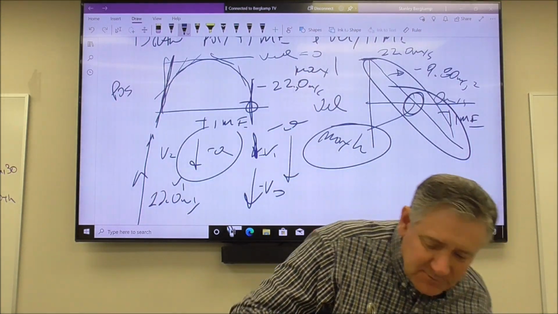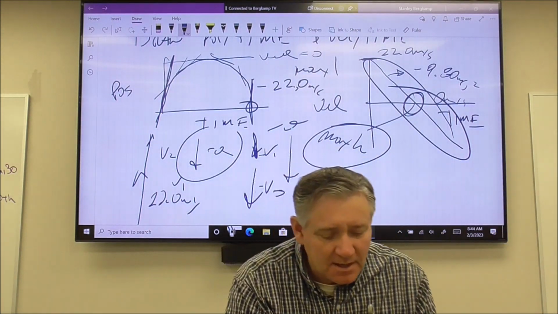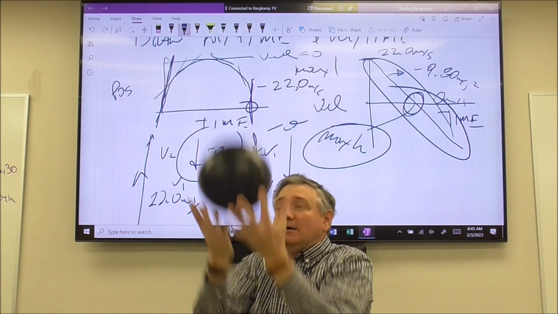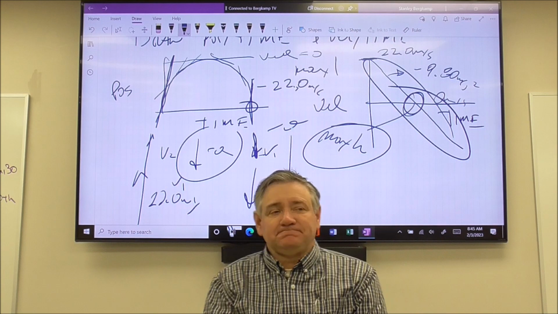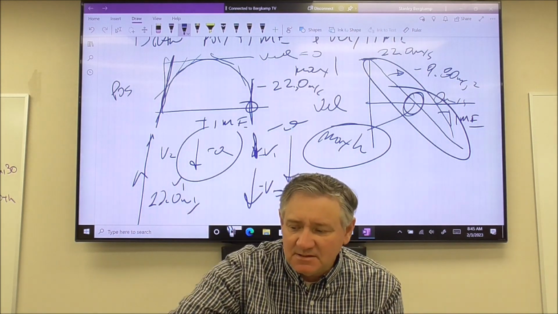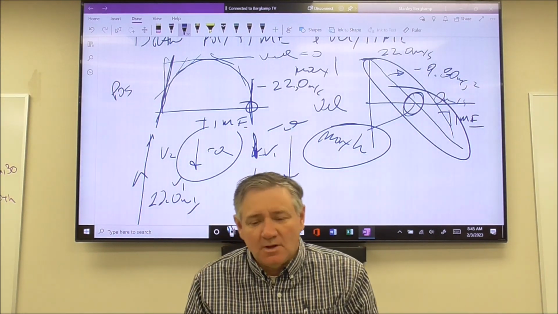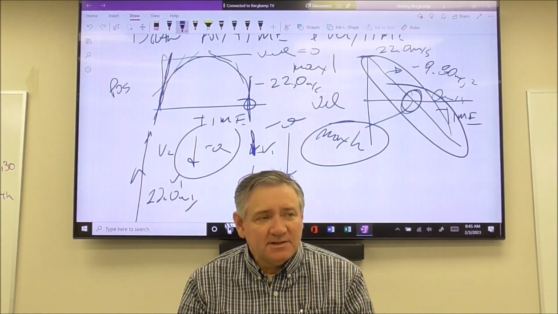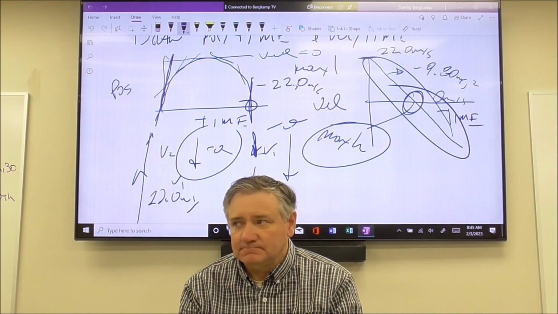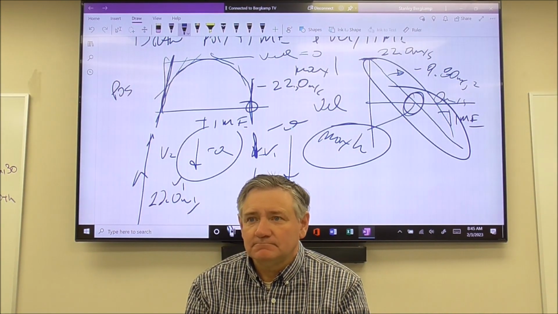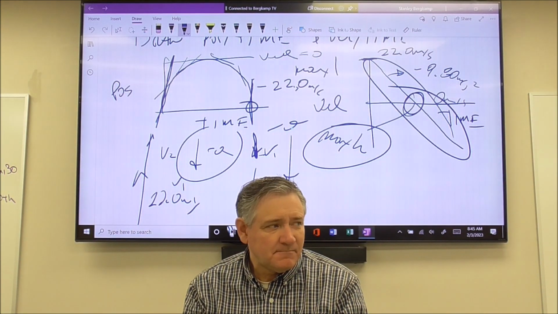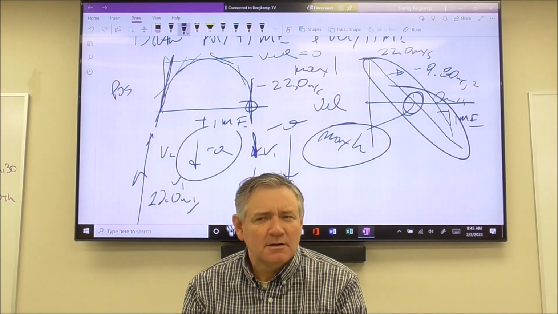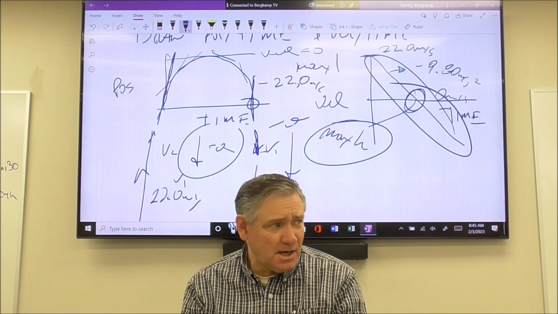Hank, the bowling ball. I'm going to throw Hank up in the air at 22 meters per second. If this is the line for Gary the golf ball, what would the line look like for Hank? Smaller. It'd just be lower. It would be shorter. It wouldn't go as high.